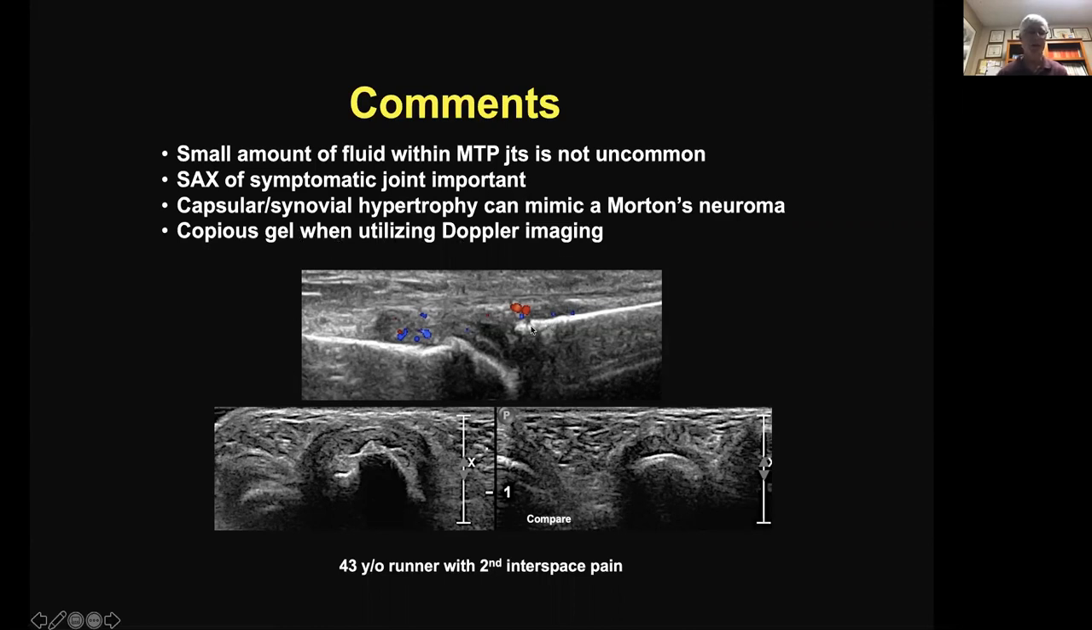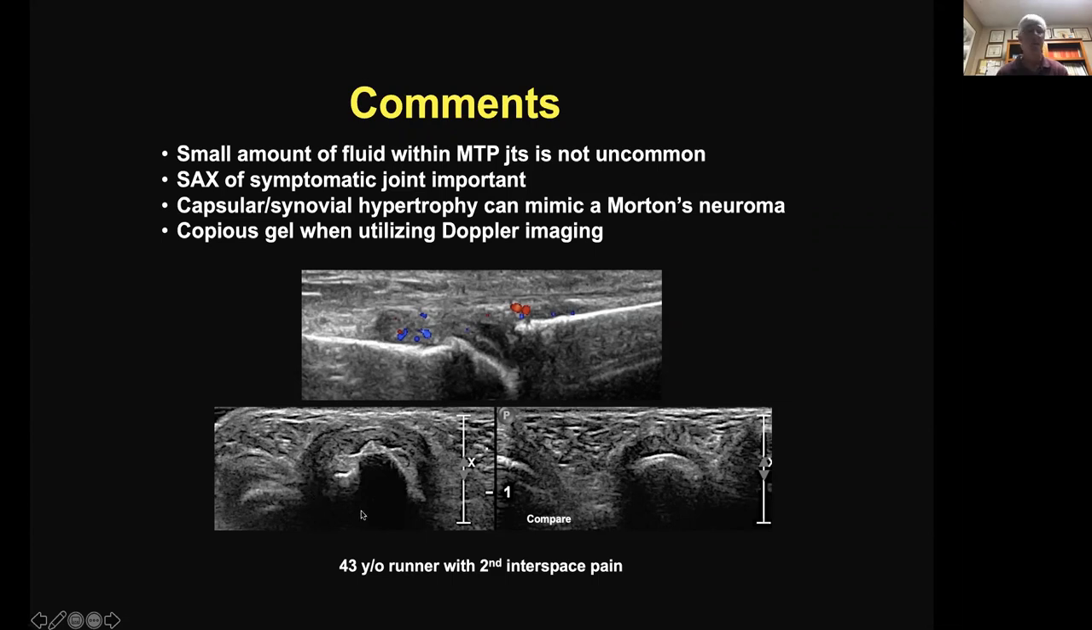Several companion cases. This is a 43-year-old runner with second inner space pain. He was referred for a Morton's neuroma injection. You can see on the long axis image there's some irregularity of the metatarsal head, synovial hypertrophy, and a little bit of vascularity. But when you rotate the probe 90 degrees, you see the full extent of the capsular hypertrophy, which encroaches on the inner space. This is why the referring provider was somewhat fooled into thinking that this patient had a neuroma, when in fact he had problems with the second MTP joint.